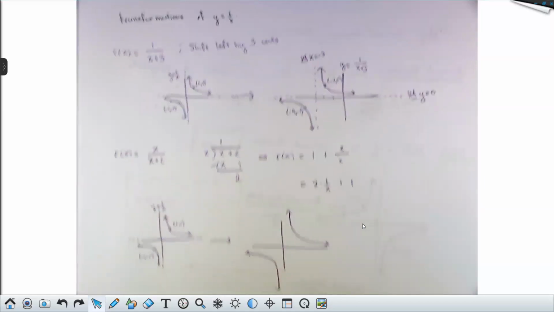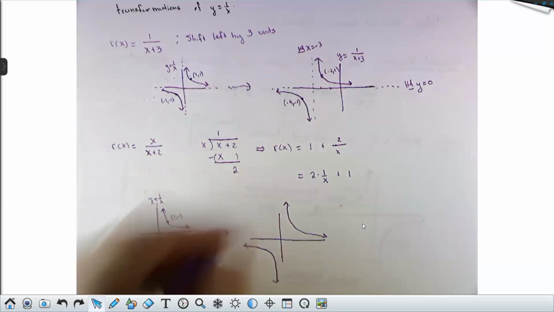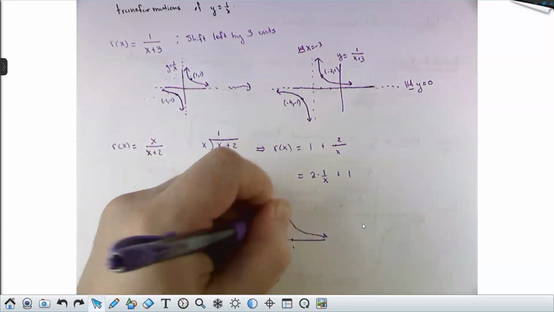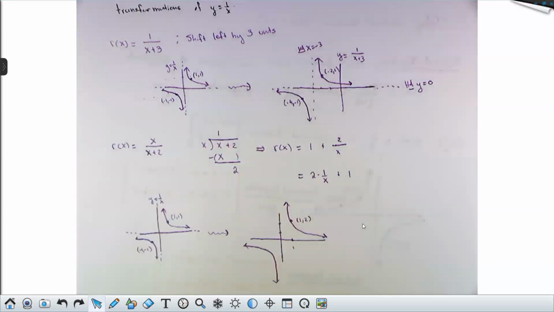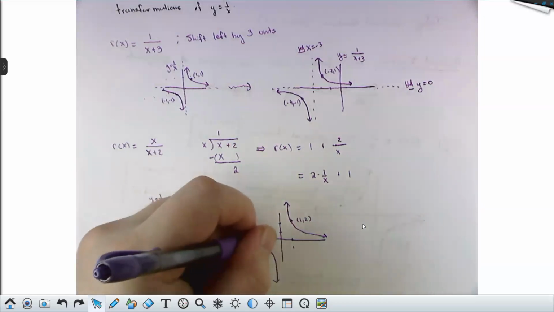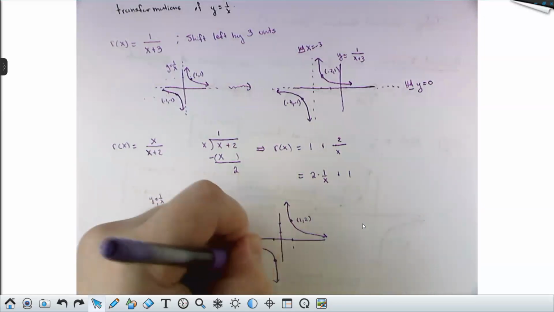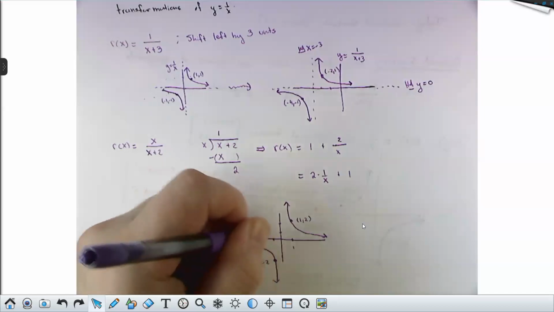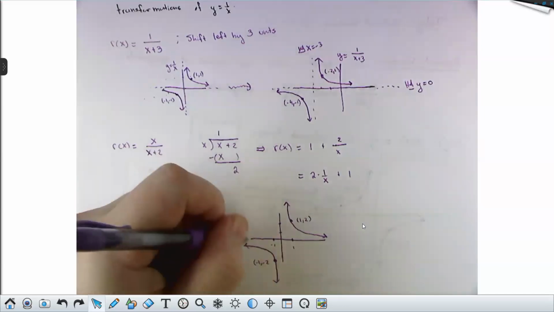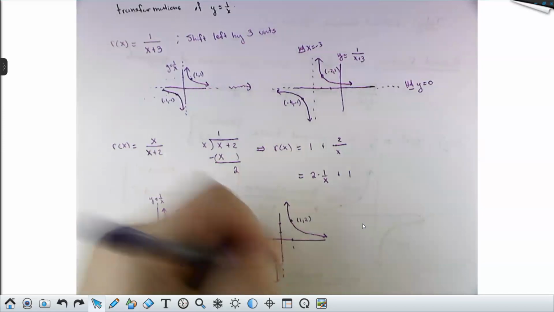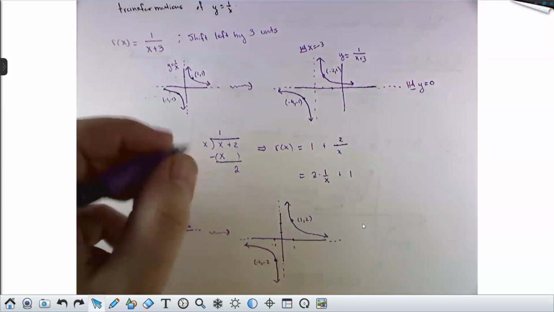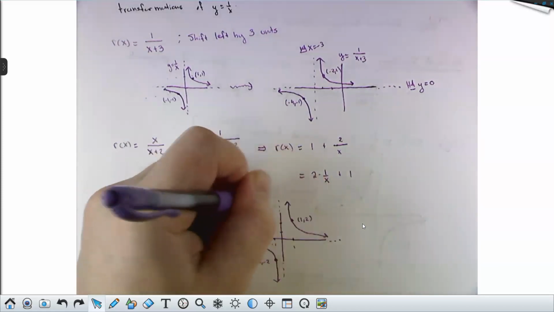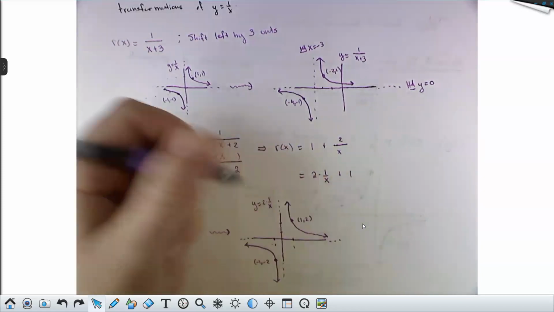Basically looks the same, right? Just stretched out a little bit. The point 1, 1 is now going to be at 1, 2. So I've stretched everything vertically. And the point -1, -1 is now at -1, -2. Neither asymptotes change with the vertical scaling. So this is not the whole thing, right? This is just y equals 2 times 1 over x.